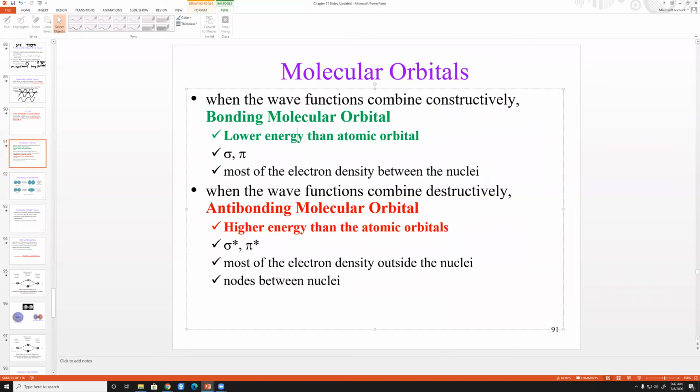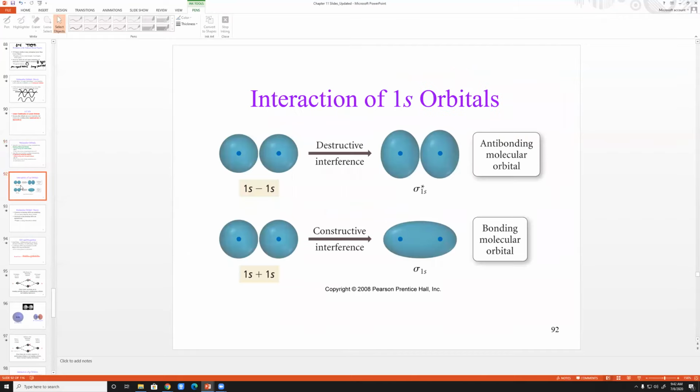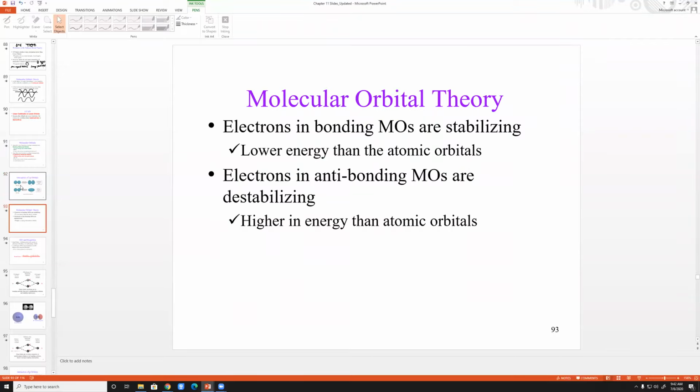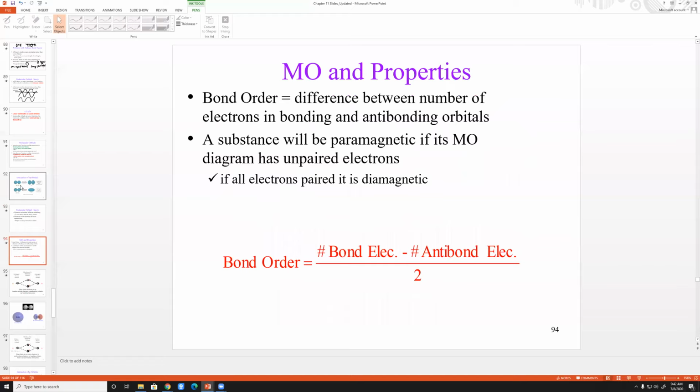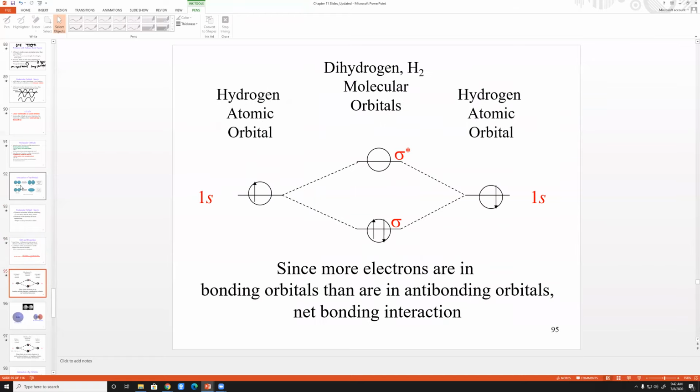So what this slide was saying is that bonding orbitals have lower energy and they're more favorable. Anti-bonding, higher energy, less favorable. That's the only thing that's important. So anti-bonding, less favorable. Bonding, more favorable. And there's an easy way to understand that. Before we go over bond order, this is how we're going to represent these bonding and anti-bonding orbitals.